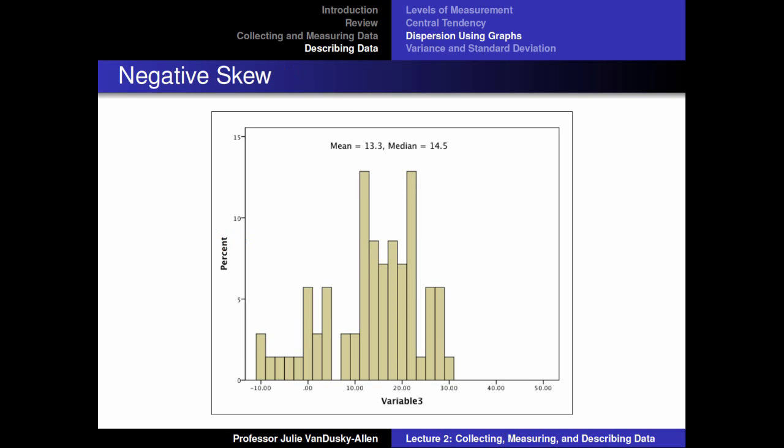Here is an example of a variable with a negative skew. As you can see here, most observations are clustered here, but there are a few observations down here that are pulling the mean in a negative direction. As a result, the mean, 13.3, is less than the median, 14.5.